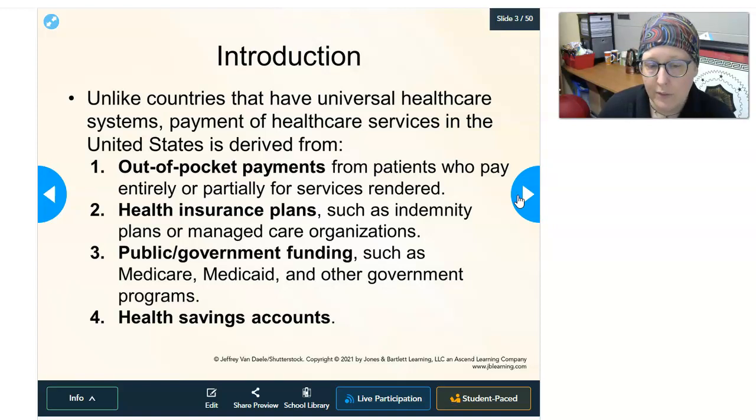And then health savings accounts. So we'll discuss a little more in detail about health savings accounts. These are really savings accounts where money is deposited into it, usually by a mix of the employer and the employee, and those can only be used for health expenses.